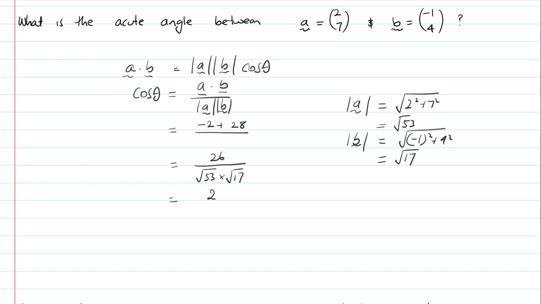And so I'm going to have 26 over the square root of 901. And then of course theta is equal to cos inverse of that, and that is 29.98 degrees. So there's example 2.